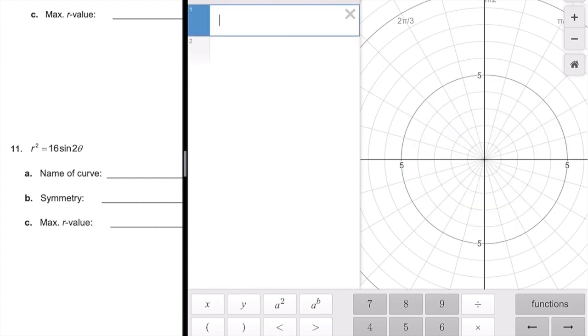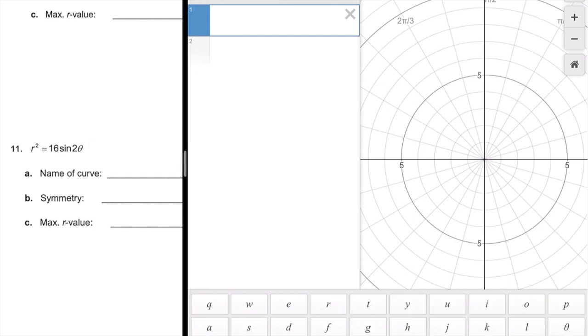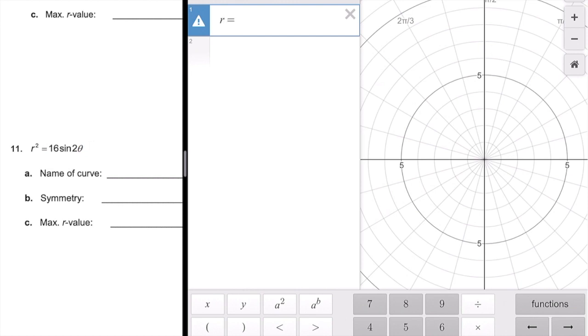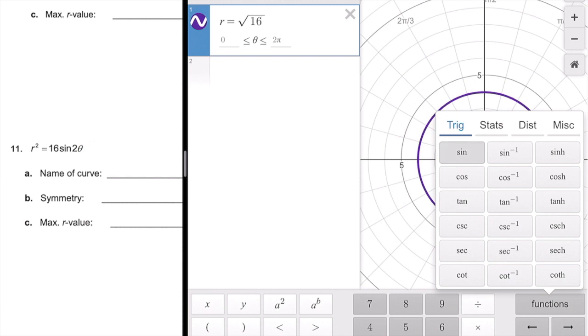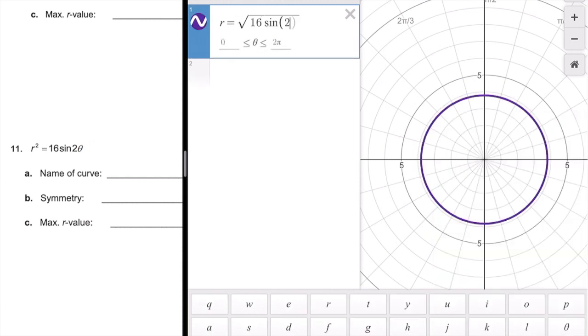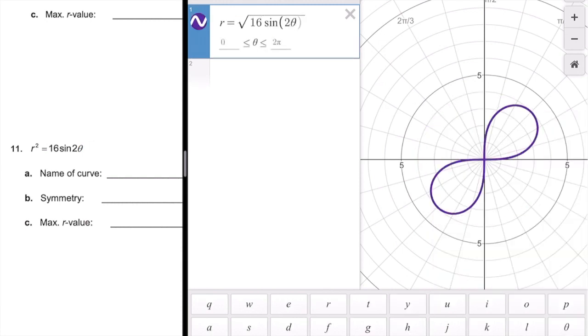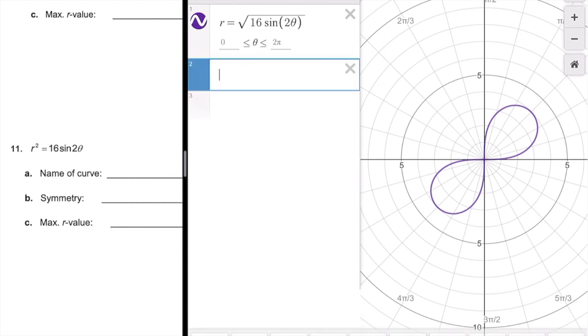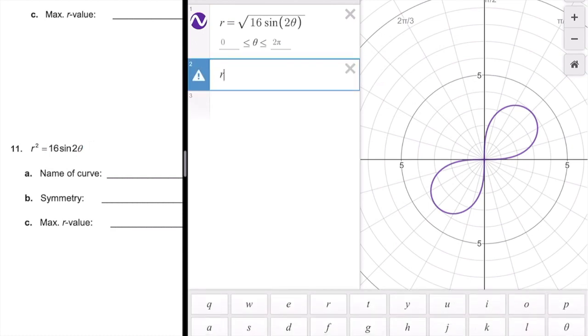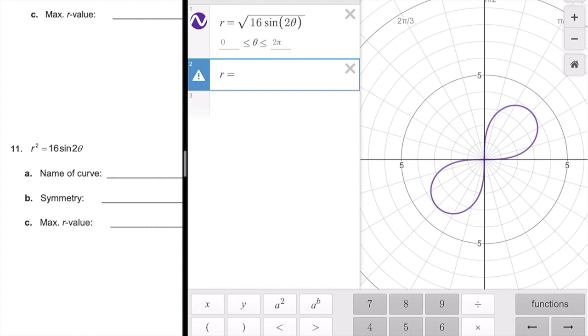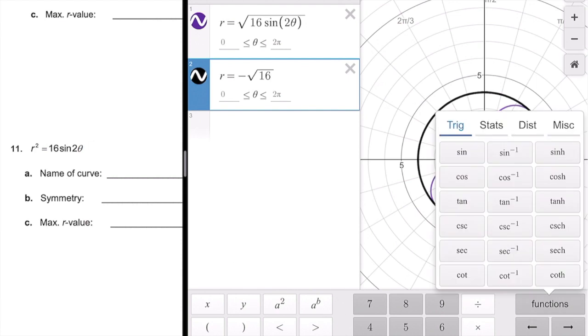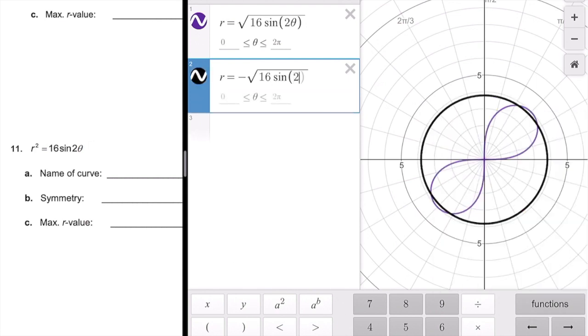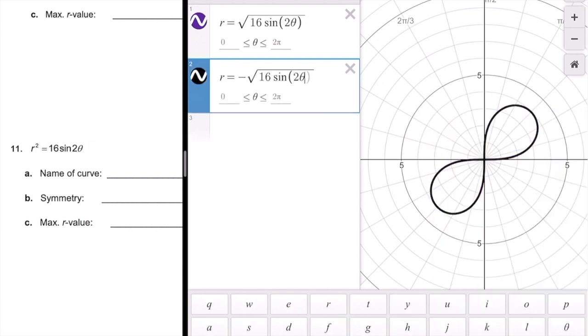Whenever it's r squared, we can't type that, but we can use the square root. So we'll do r is equal to the square root of 16 sine of 2 theta. And here is this one. Let's see if I add in the negative, does that do anything? R equals negative square root of 16 sine 2 theta, and it's the same graph.